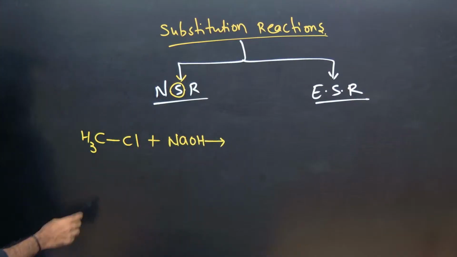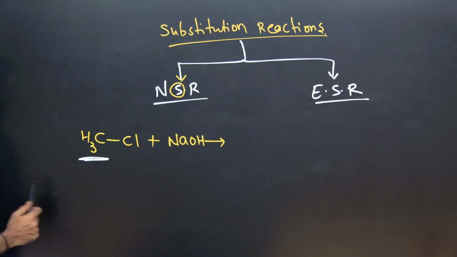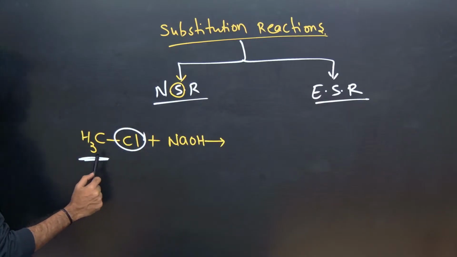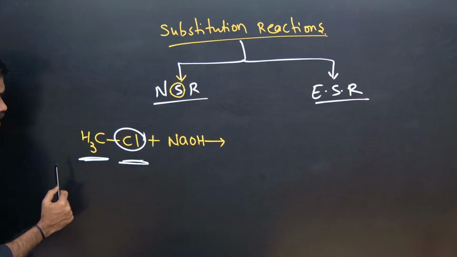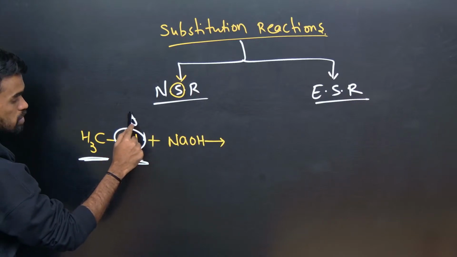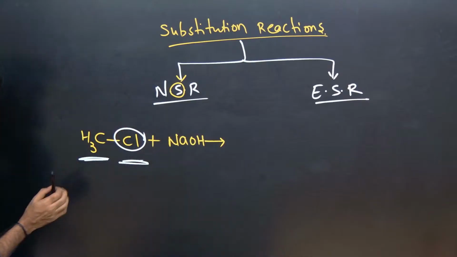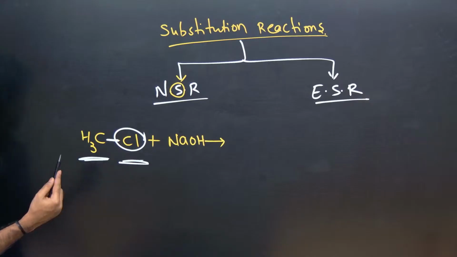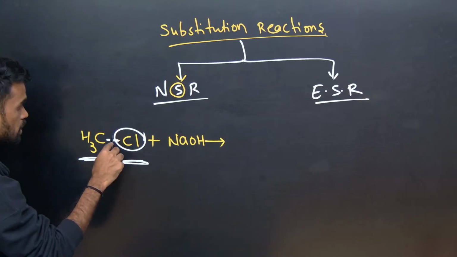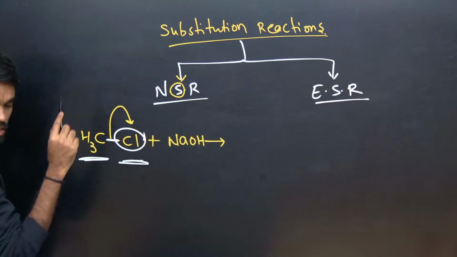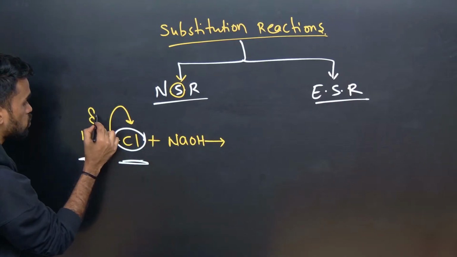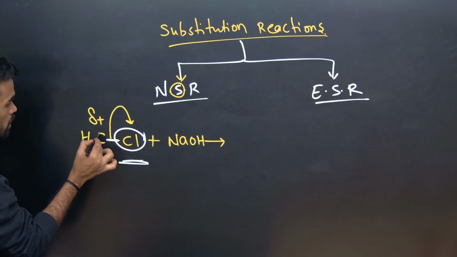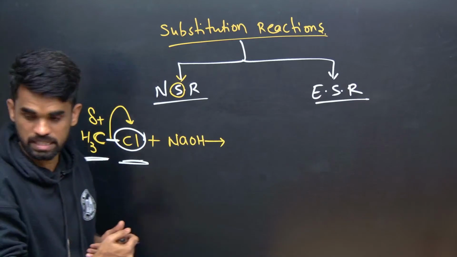Here on this methyl group we have a chloride ion, so we call it methyl chloride. Now tell me, what is the electronegativity difference? Which is more electronegative? Chlorine is more electronegative, right? Since chlorine is more electronegative, the bonded electrons will be dragged towards chlorine, therefore creating a partial positive charge on the carbon. Yes or no? Yes.